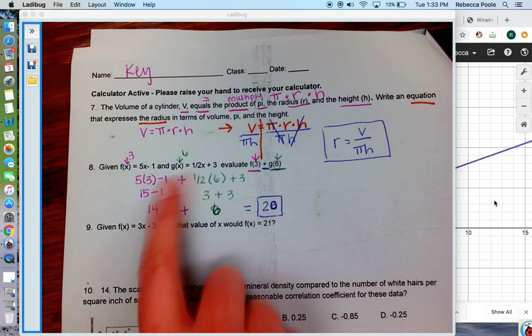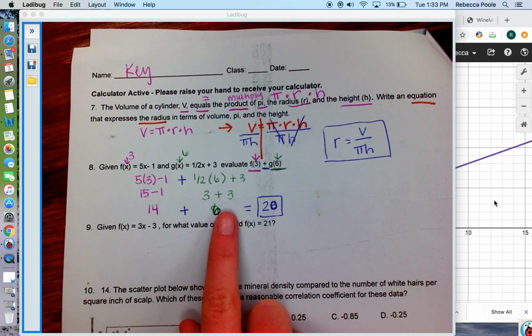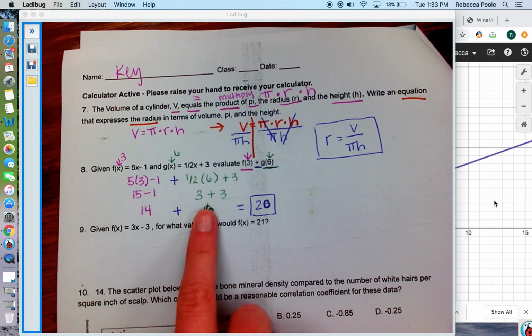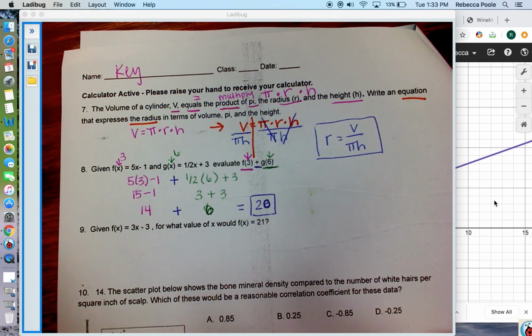So you have 3 different ways to do this problem tomorrow on the DCA. Any of the ways are great. I would do it by hand and then either use my calculator or use Desmos graphing to check.